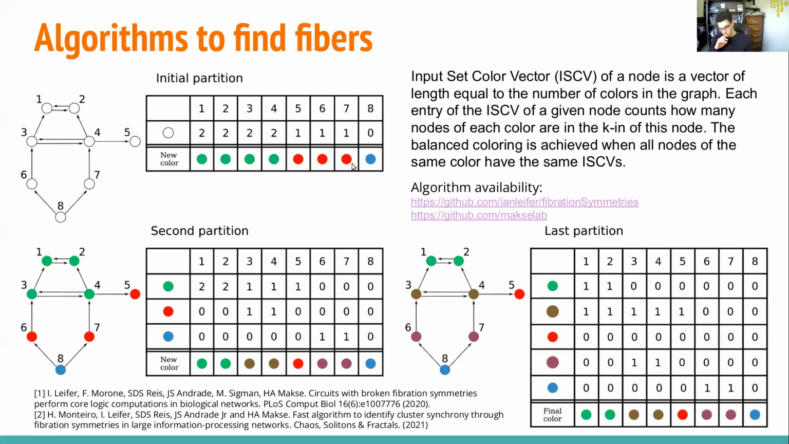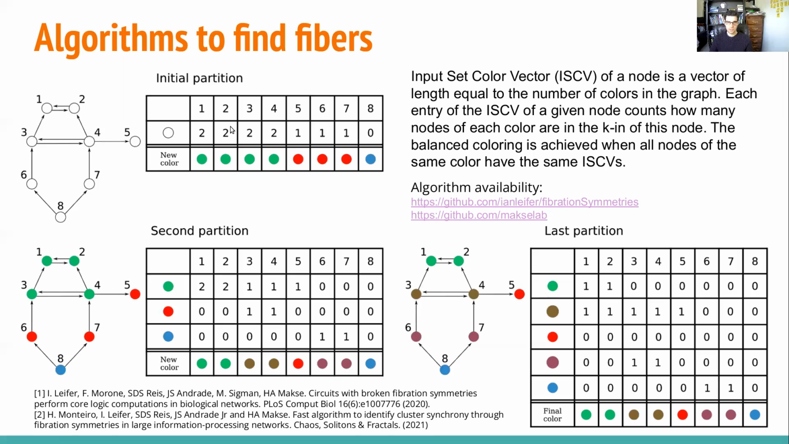What we want to find is a coloring of the graph that is balanced. Balanced means that nodes of the same color have the same input set color vectors, and nodes of different color have different input set color vectors. So this coloring is obviously not balanced because 4 and 5 are of the same color and they have different input set color vectors.